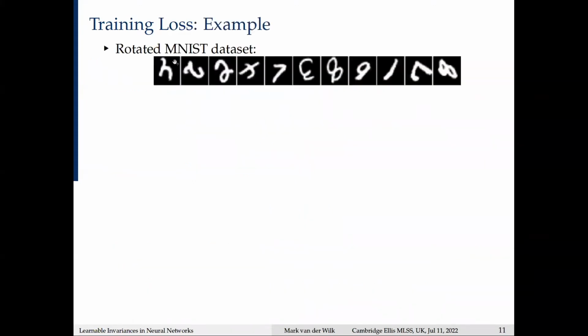Here I've got an example of this rotated MNIST data set that I also mentioned earlier. Here you're trying to recognize handwritten digits, but randomly rotated. Imagine someone throws a bunch of envelopes on your desk from a big bucket.